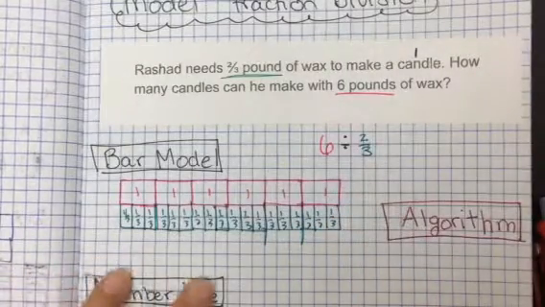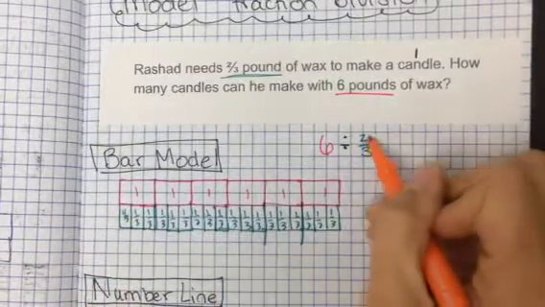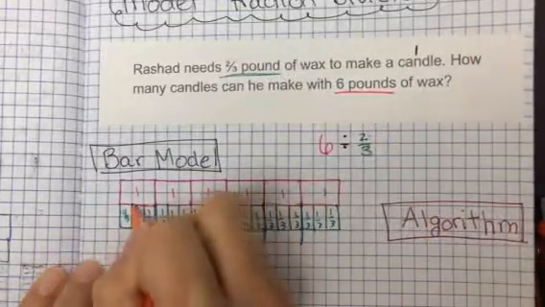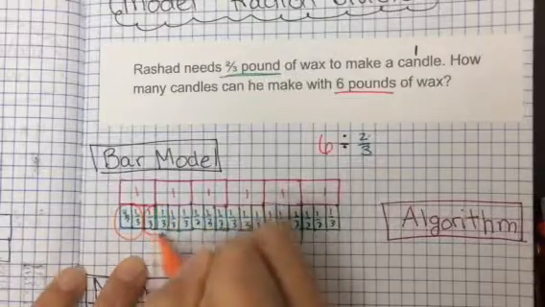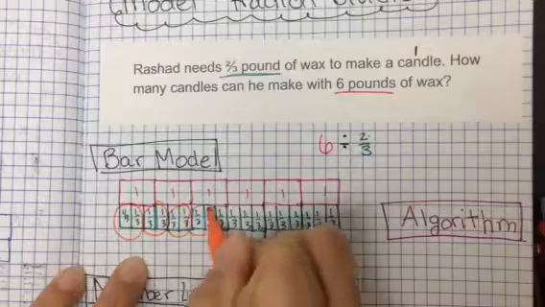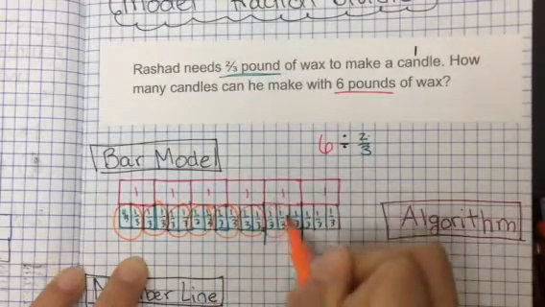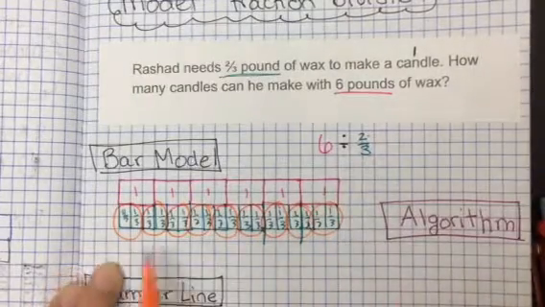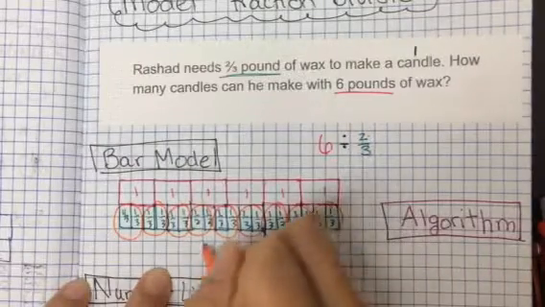Okay, now I am actually looking for groups of 2 right here. So I'm looking for groups of 2. So I'm going to circle my first group of 2, then my second group of 2, my third, my fourth, my fifth, my sixth, my seventh, my eighth, and my ninth. So I actually have 9 groups of 2.